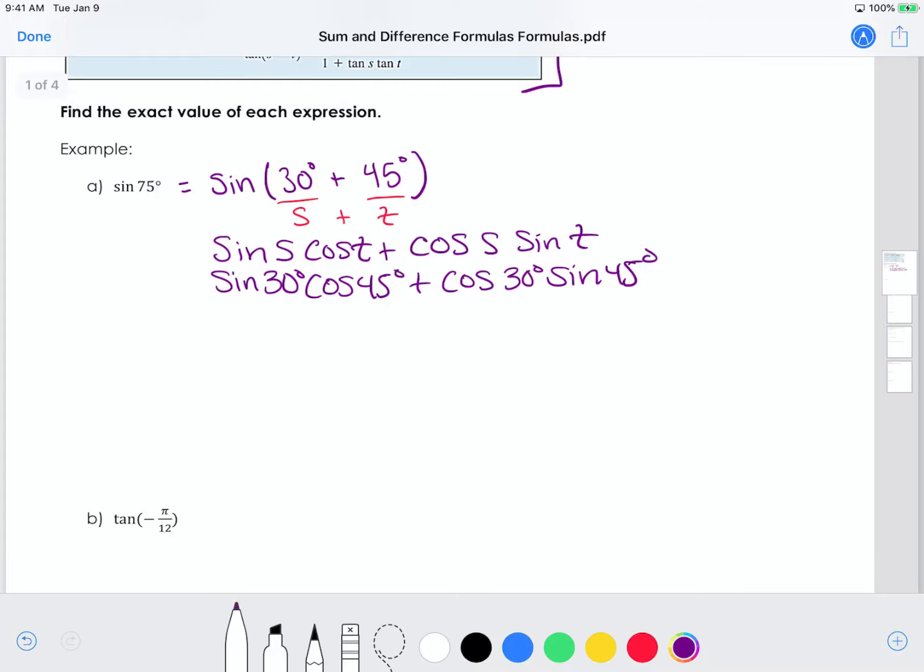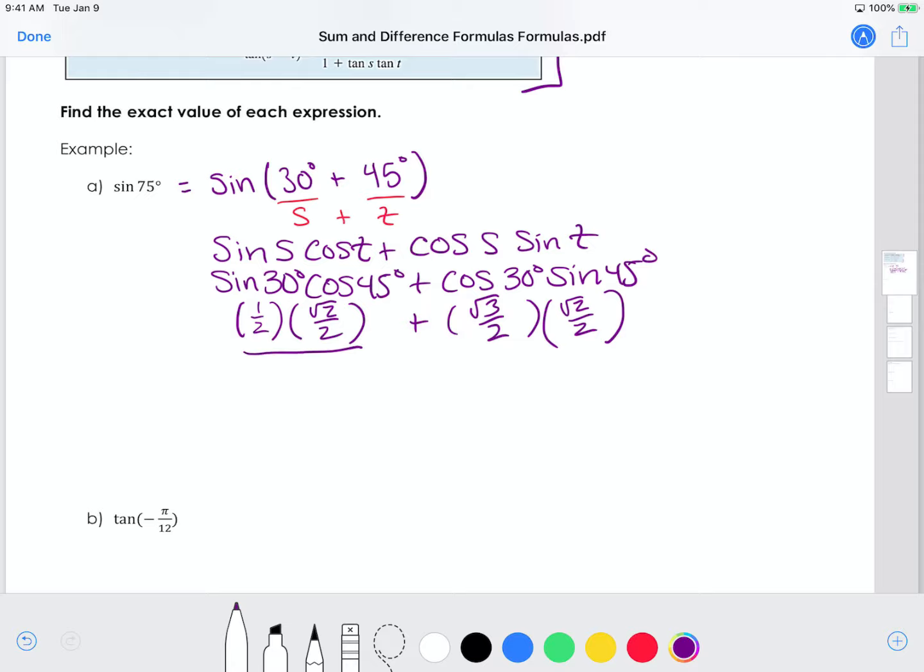Now if I look at my unit circle, I know that the sine of 30 degrees is 1/2, so I'm going to replace sine of 30 degrees with 1/2. Cosine of 45 degrees is the square root of 2 over 2. Cosine of 30 degrees is the square root of 3 over 2. And sine of 45 degrees is the square root of 2 over 2.